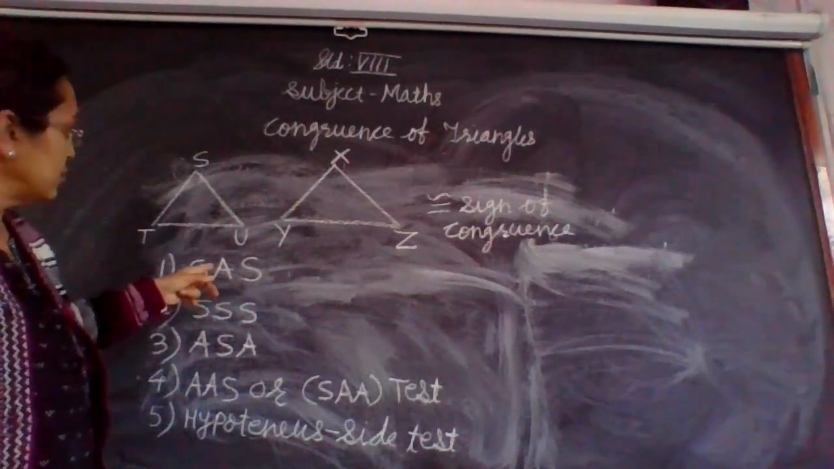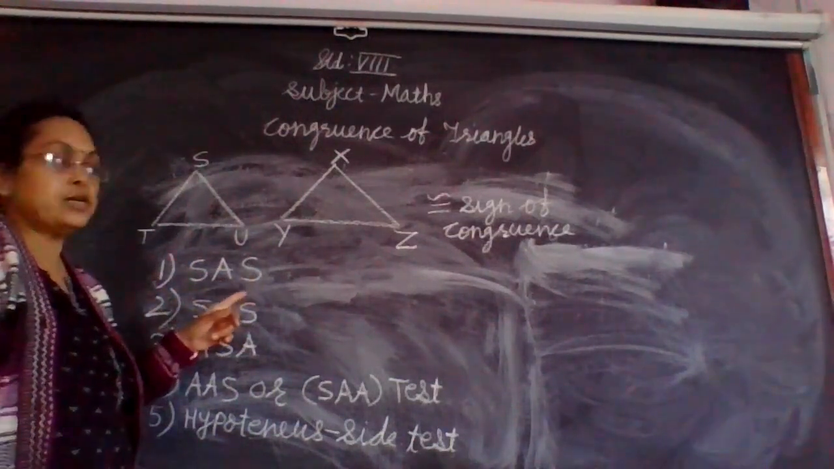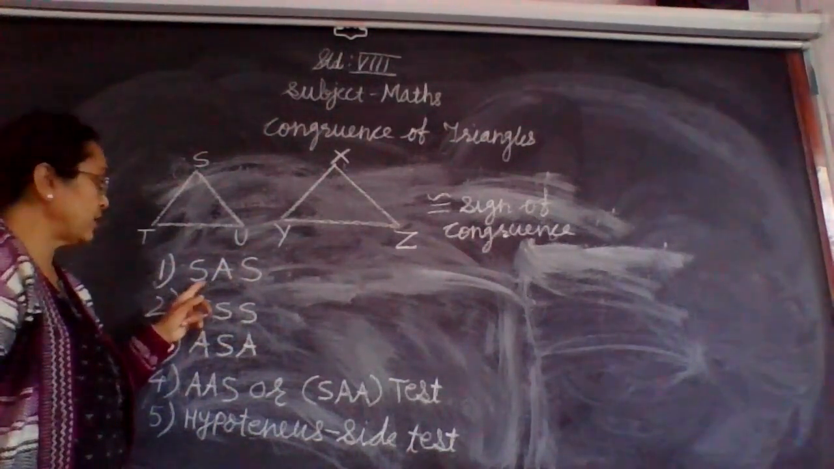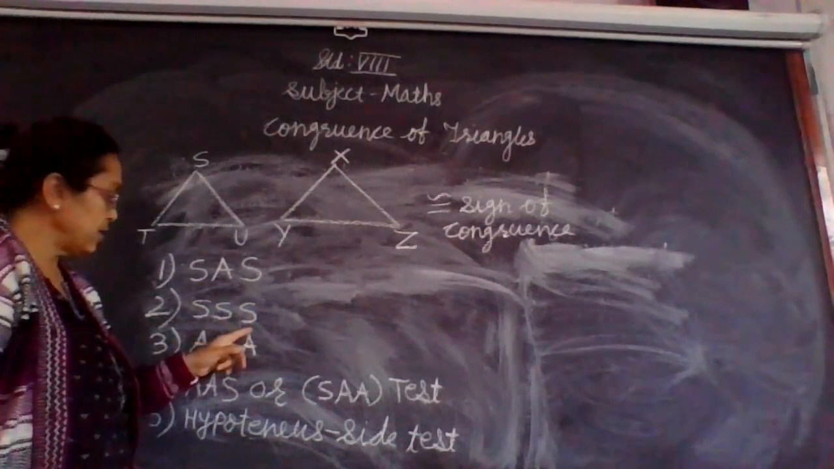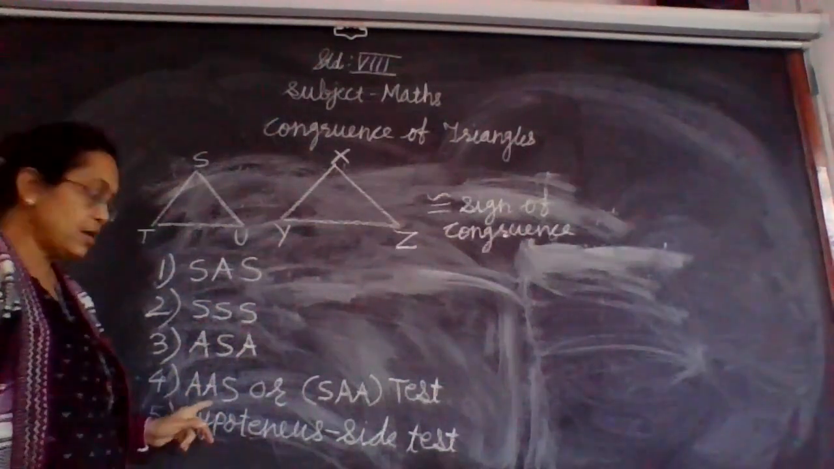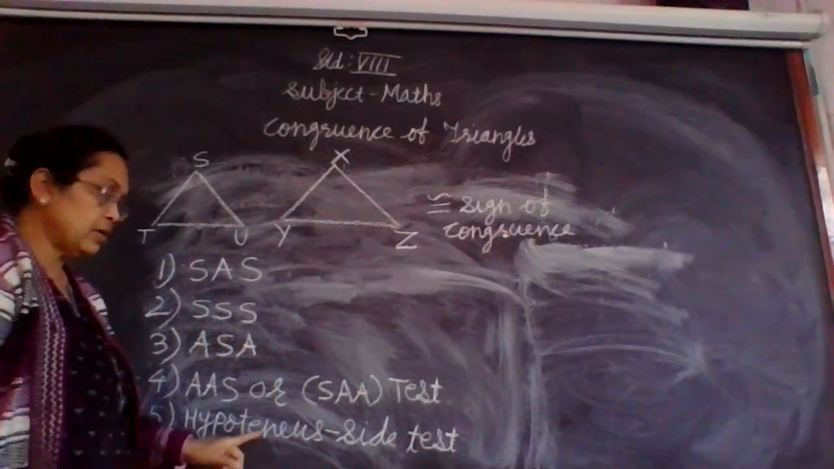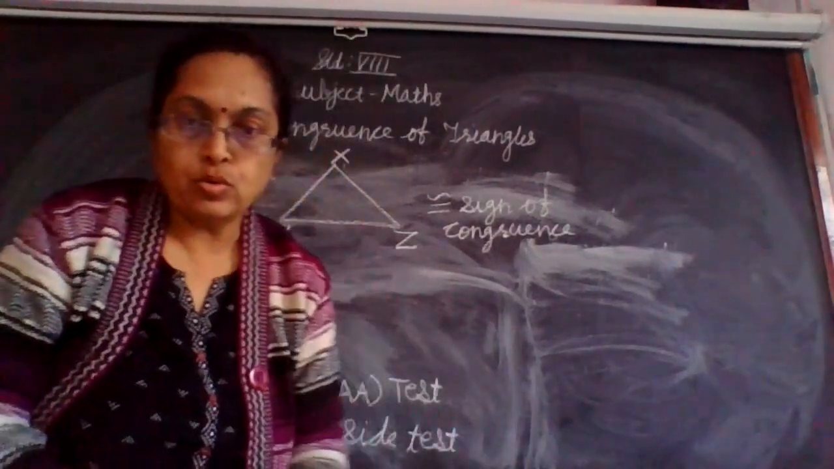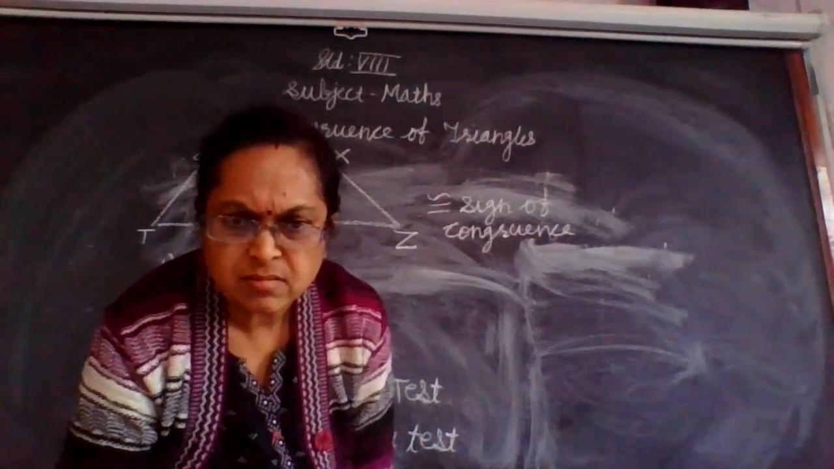So in today's class you have seen some terms related to congruence and the tests. First is SAS, side angle side. Second is side side side. Third is ASA, that is angle side angle. Fourth is angle angle side or side angle angle. And last is the hypotenuse side test. Now in the next class we will see how to implement these tests. Okay.